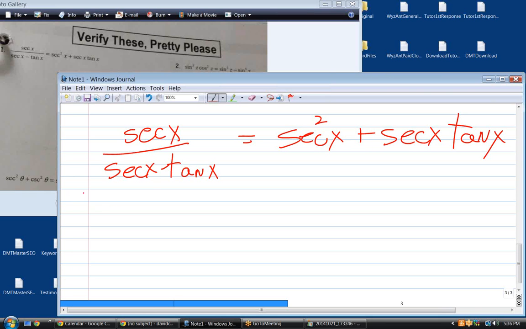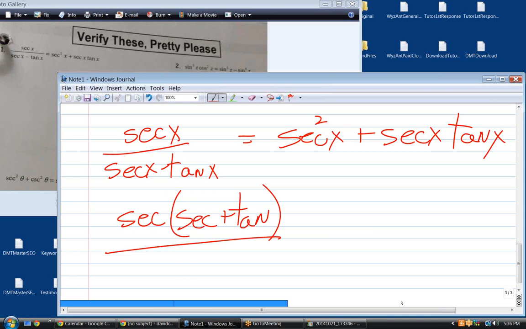Let's see. If I were to multiply this by the conjugate, I would get secant squared minus tangent squared. What's that equal to? 1. Yeah, 1. So that's not a bad way to start. Let's multiply by the conjugate. So in the top it gives me secant times secant plus tangent. And on the bottom, it gives me secant squared minus tangent squared, which is 1. Boom. Problem done.